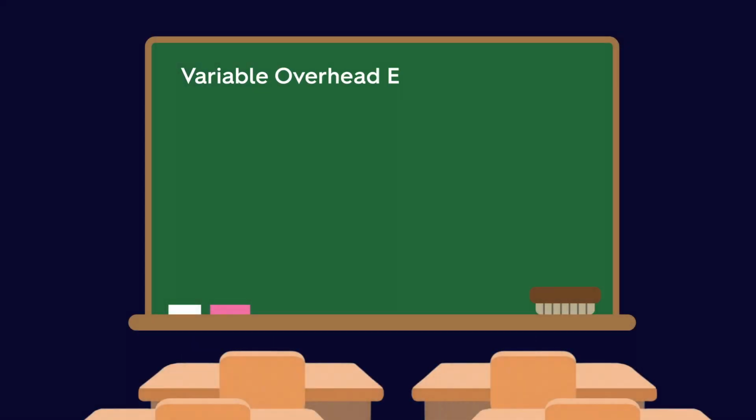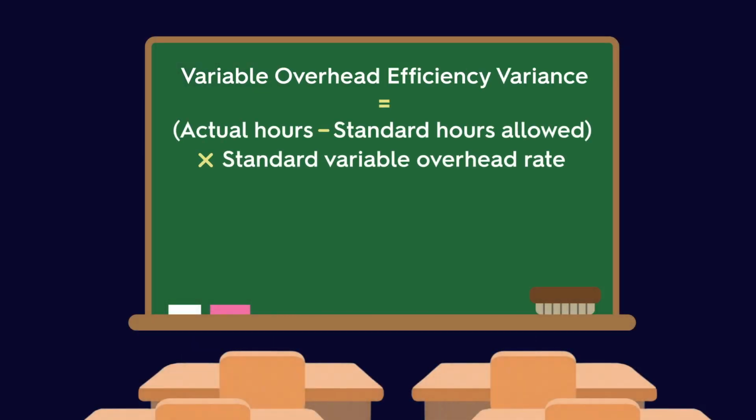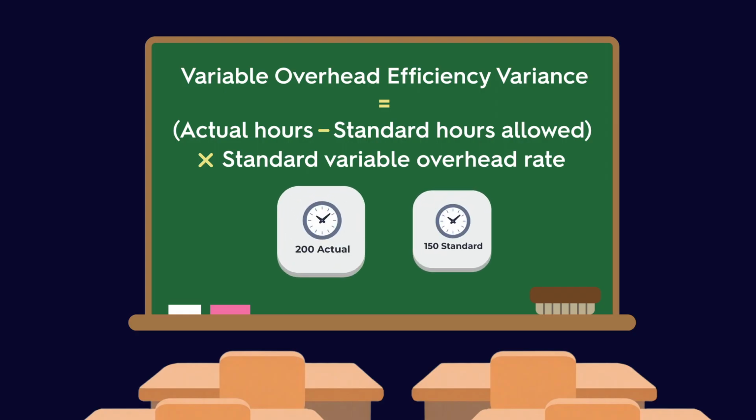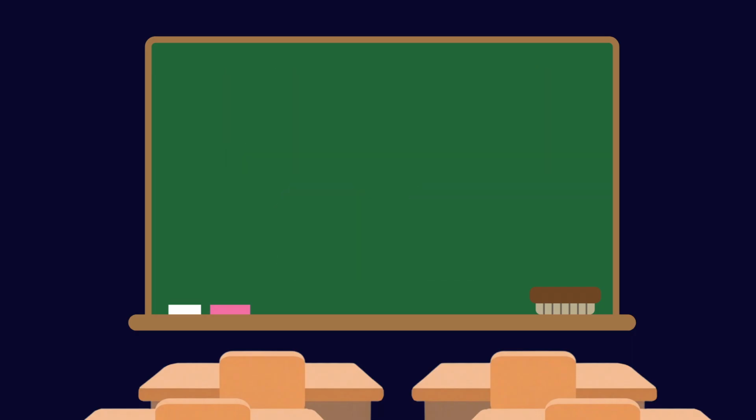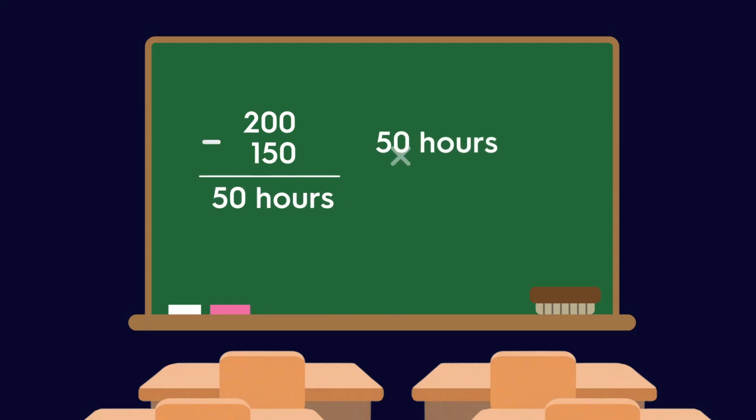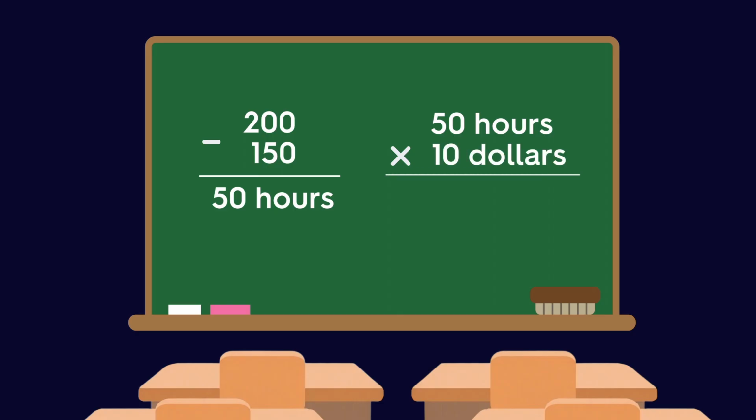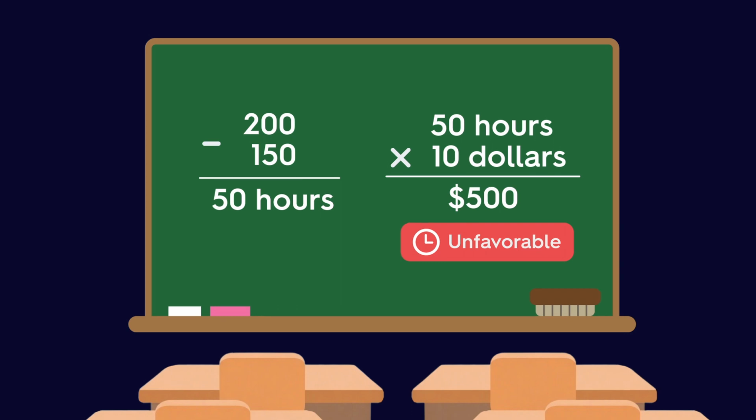Next is the efficiency variance. This one focuses on time. It compares the actual hours used with the standard hours allowed, then values that difference at the standard variable overhead rate. Actual hours were 200, but standard hours allowed were only 150. That means the company used 50 more hours than planned. Multiply those 50 hours by $10 per hour, and the efficiency variance is $500 unfavorable.